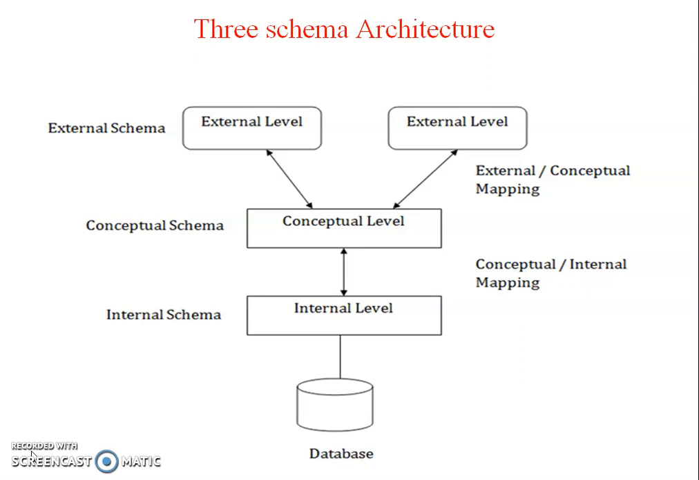So what happened in this figure? Mapping is used to transfer the request and response between various database levels of architecture. Mapping is not good for all databases. Why is it not good? Because it takes more time. In external and conceptual mapping, it is necessary to transfer the request from the external level to the conceptual level. And in conceptual and internal mapping, the DBMS transfers the request from the conceptual level to the internal level.